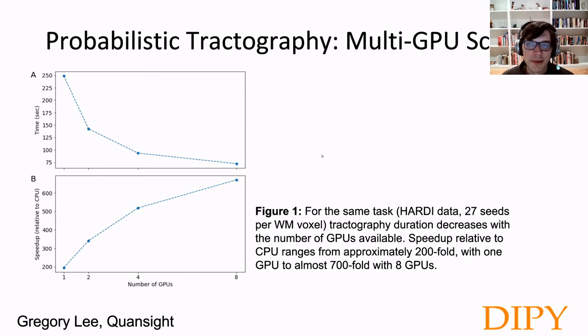In terms of the performance, it's quite impressive relative to the CPU implementation. Even with one GPU, we're seeing here for a pretty large task, where we have a Hardy data set where we're running 27 seeds per white matter voxel, about a 200-fold speed up, running this large data set in 250 seconds on one GPU. And this time decreases as we increase the number of GPUs used. It's actually a multi-GPU implementation, so it can distribute work across multiple GPUs in one workstation. In this case, we have 8 GPUs, and you get additional speed up to almost a factor of 700 relative to the CPU case.